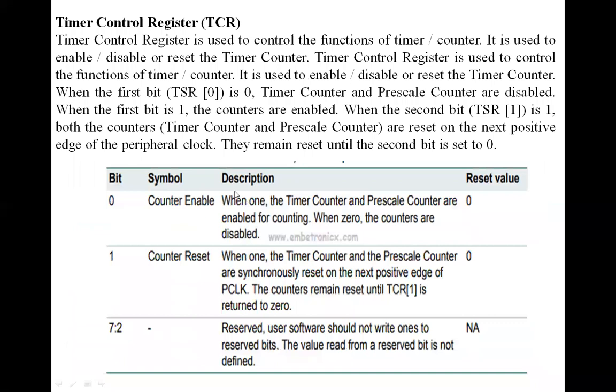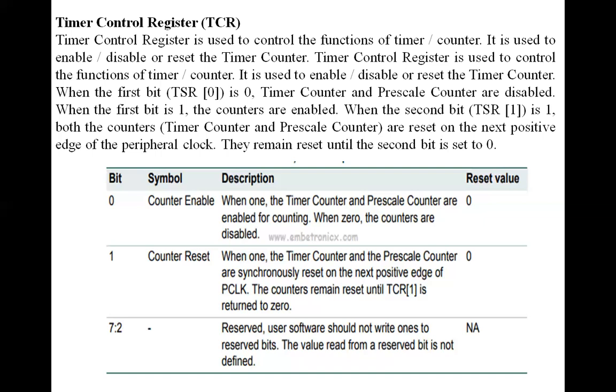Now we go for the next register, that is the timer control register, TCR. The timer control register is used to control the function of the timer or counter. It is used to enable, disable or reset the timer counter.